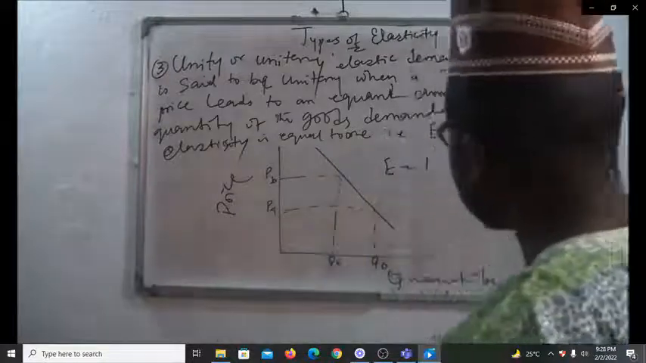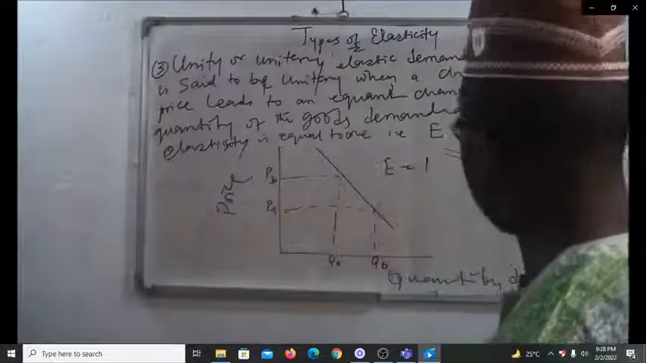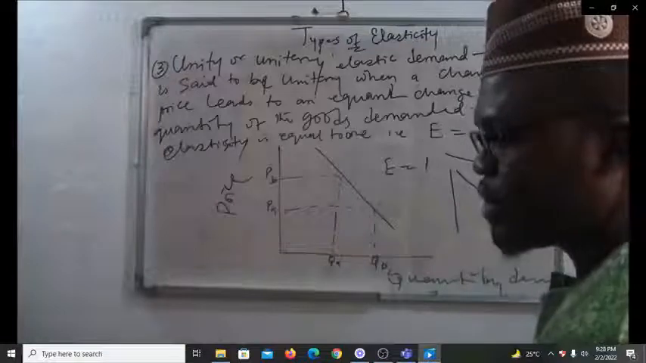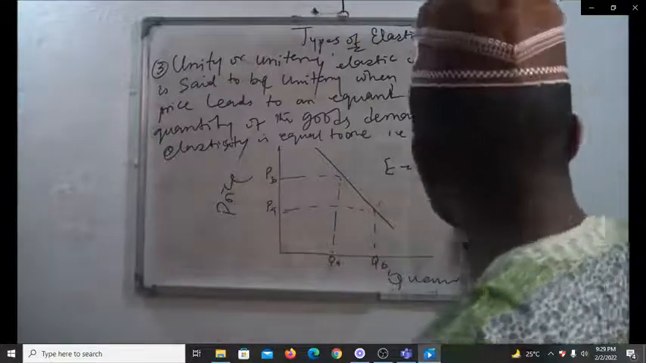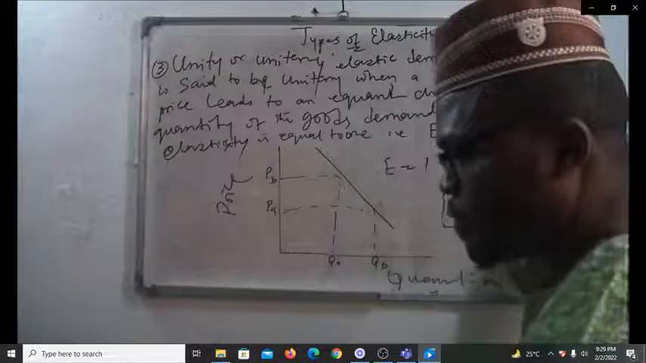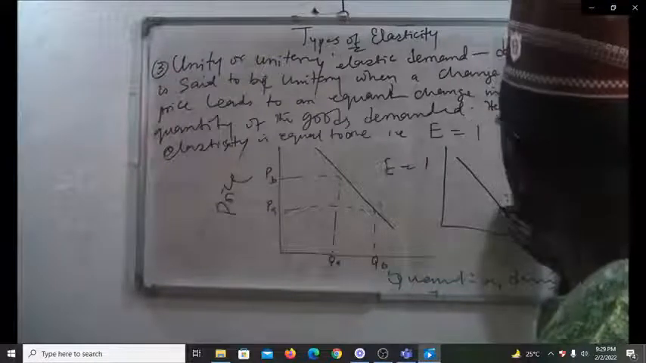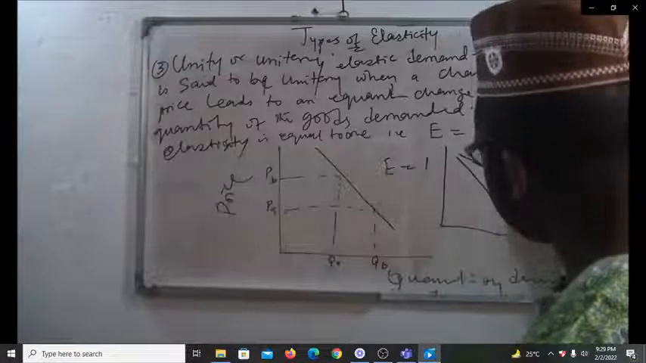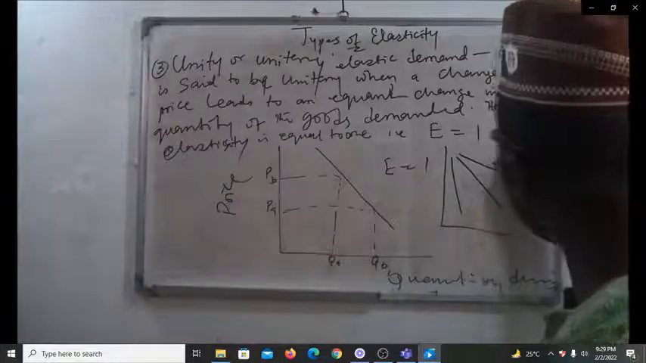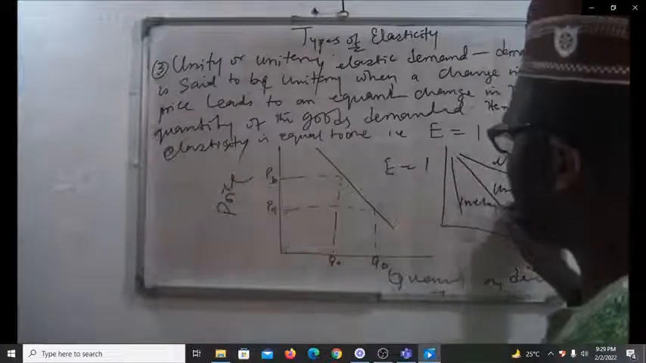If you see the curve, the curve of elastic demand is like this. The curve of inelastic is like this, steep. Whereas the curve of this one is in the middle. Can you see the difference? JAMB is going to draw the curves and ask you what kind of demand elasticity. If you have something like this, what kind of elasticity? Unity. If you have something like this? Elastic. Then something like this? Inelastic.